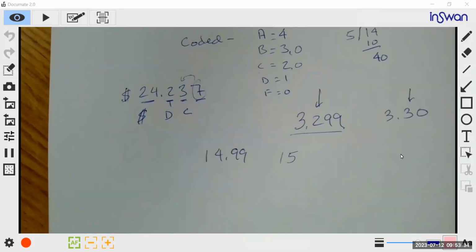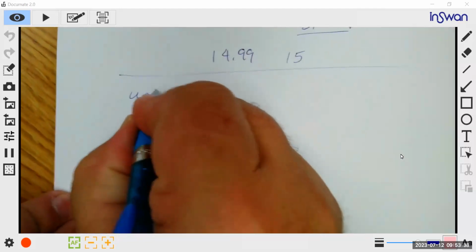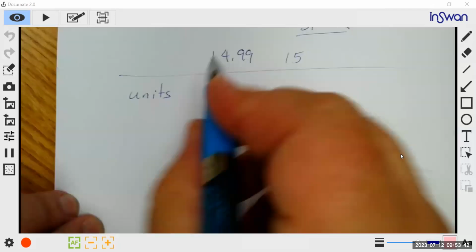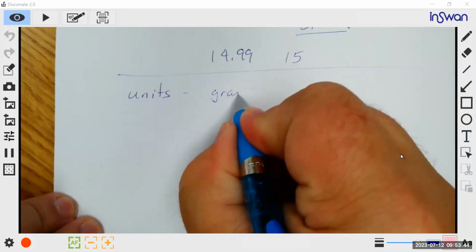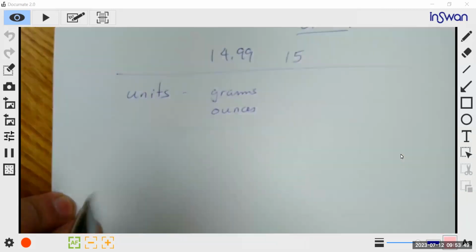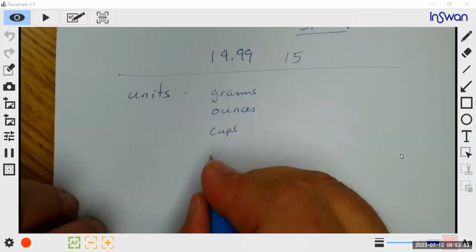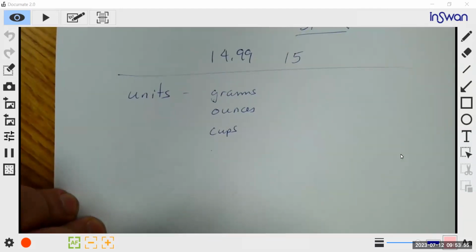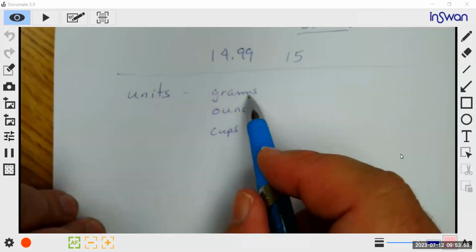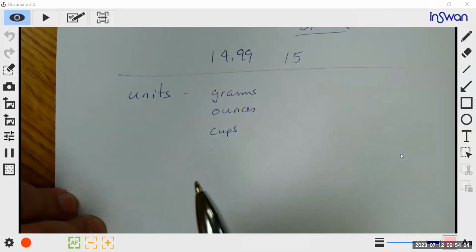Let's see here. Oh, yeah, units. What are units? Grams, ounces. That's not a unit. That's an individual object. But why is this important? I'll show you an example in a second.